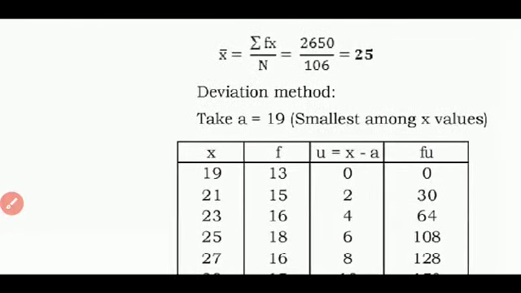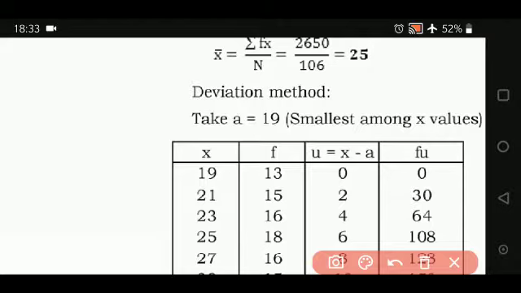Now this total we are going to apply here. The total is 2650 divided by total frequency 106, that is nothing but 25. Now the same sum we will do by the deviation method. We are going to do it by the deviation method.